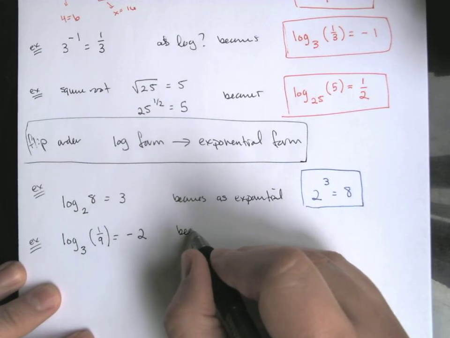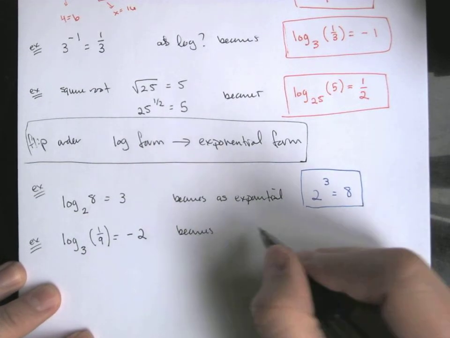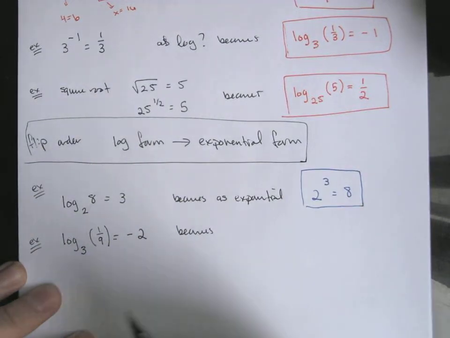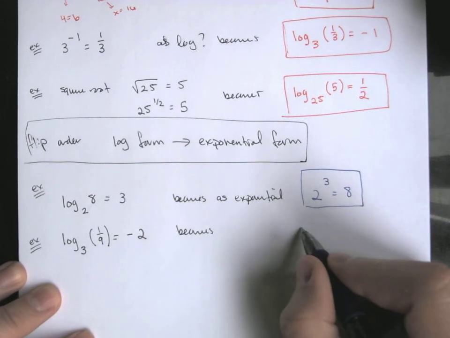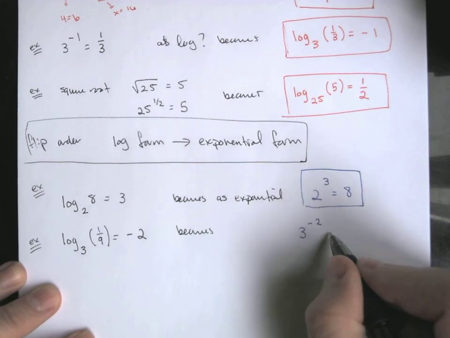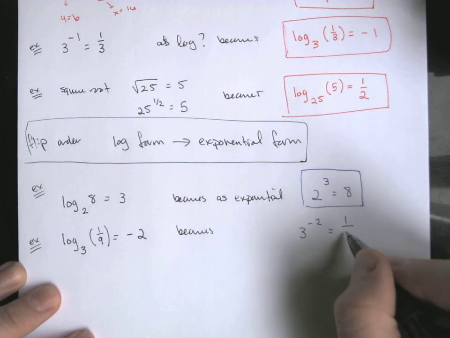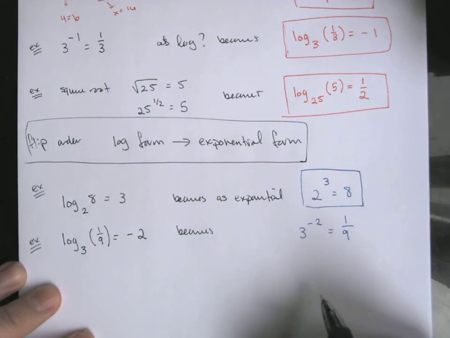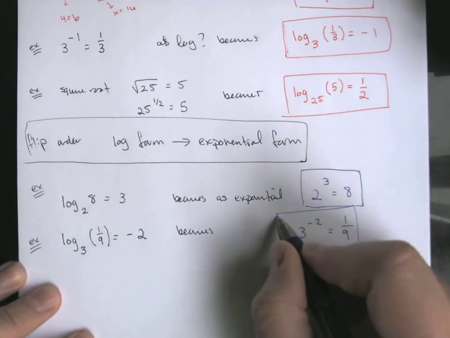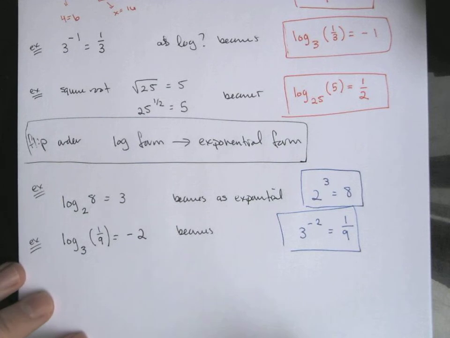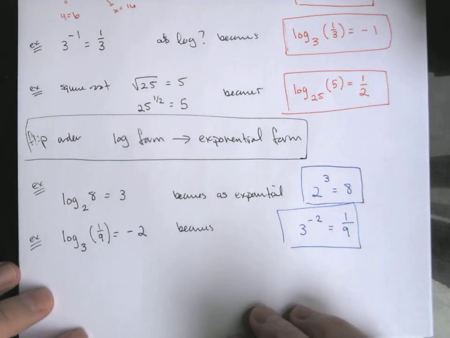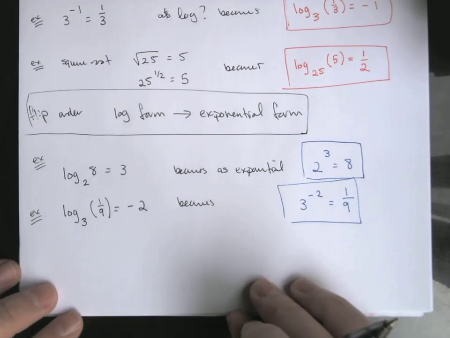So let's double check this. This becomes 3 to the -2. That's going to be 1/3 squared, and 1/3 to the +2 would be 1/9. So this all fits together. This is acting and doing what we would hope it would do. This is getting us where we want to go.